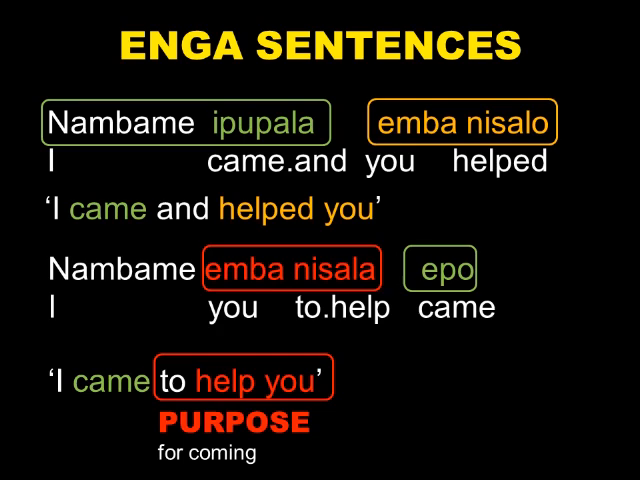This is very important for translation. If you do not change the order of the sentence, then the meaning in Enga will just be that the two things happened. It will not show that I was planning to help you when I came.